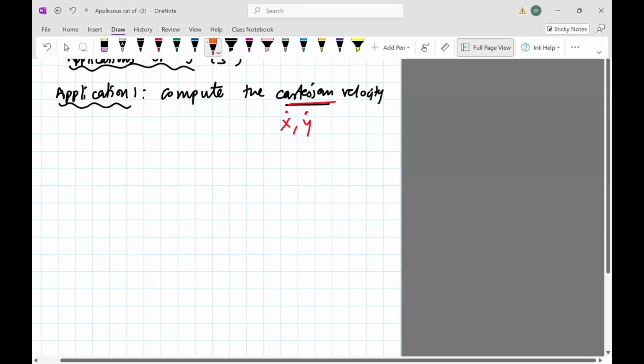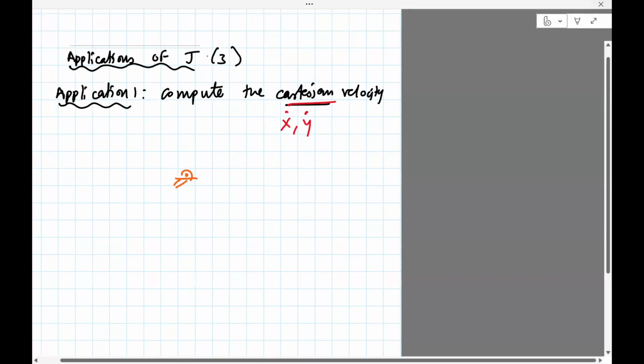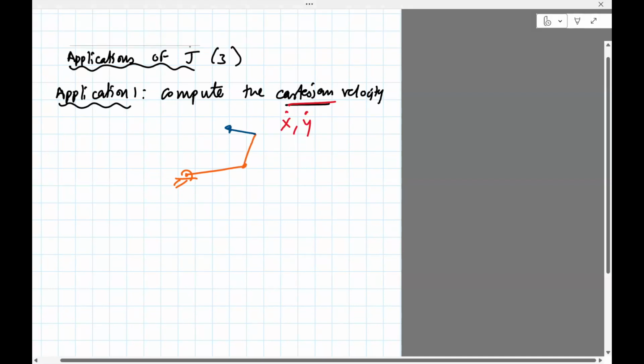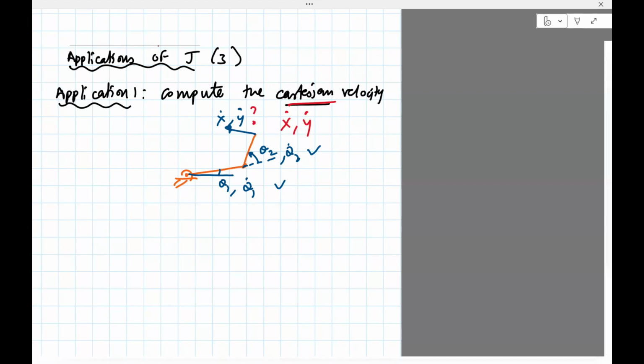Okay, so maybe this is more illustrative. If you have a manipulator like this, and you're interested in knowing how this moves, x dot, y dot, given these angles and the rate of change of these angles. So theta 1 dot is known, theta 2 dot is known. It will basically tell you how to compute x dot, y dot. Kind of useful, right? You want to know how fast your end effector is moving.